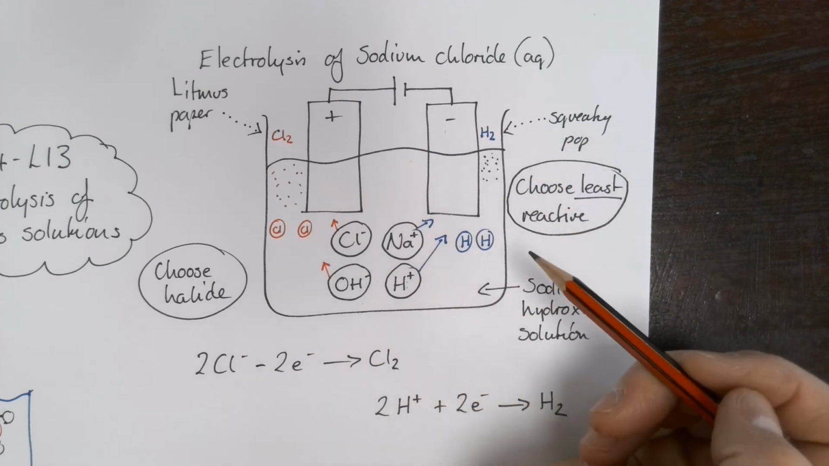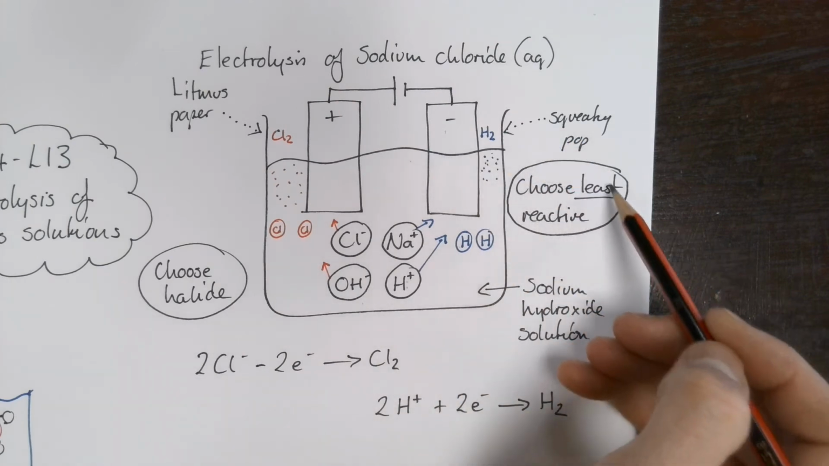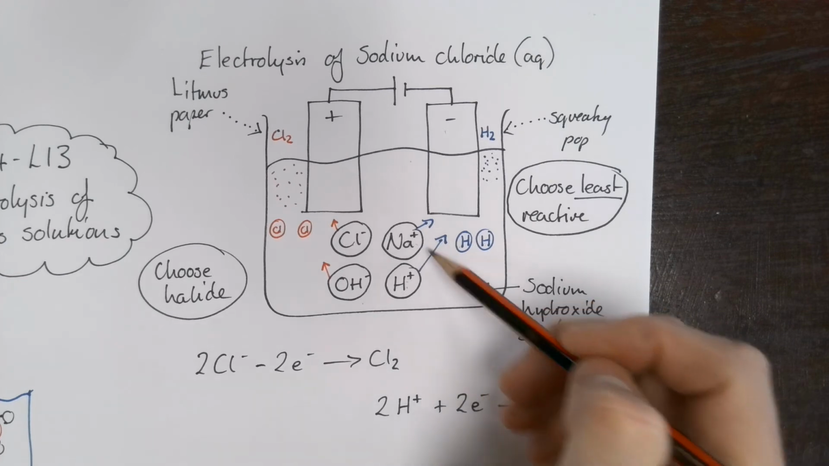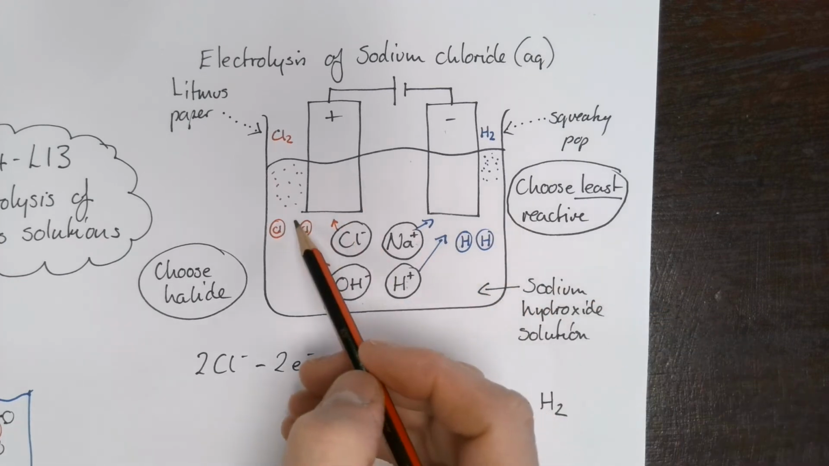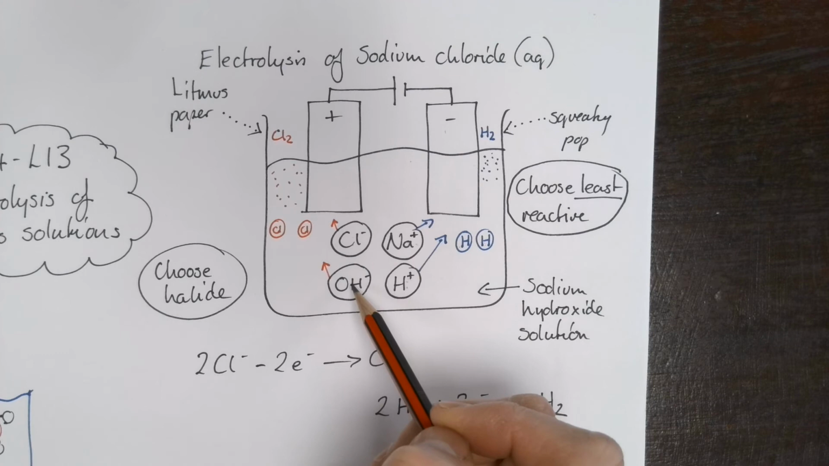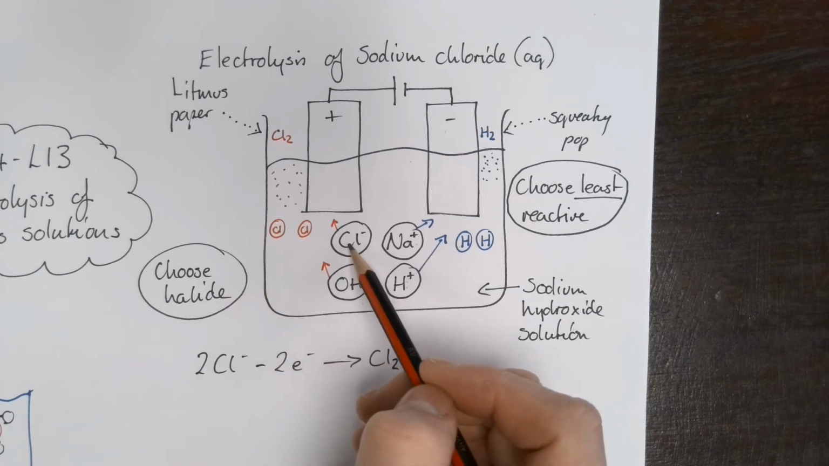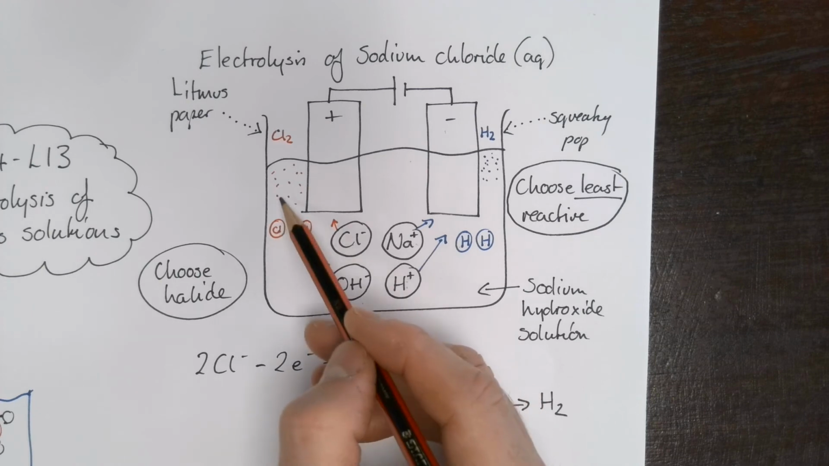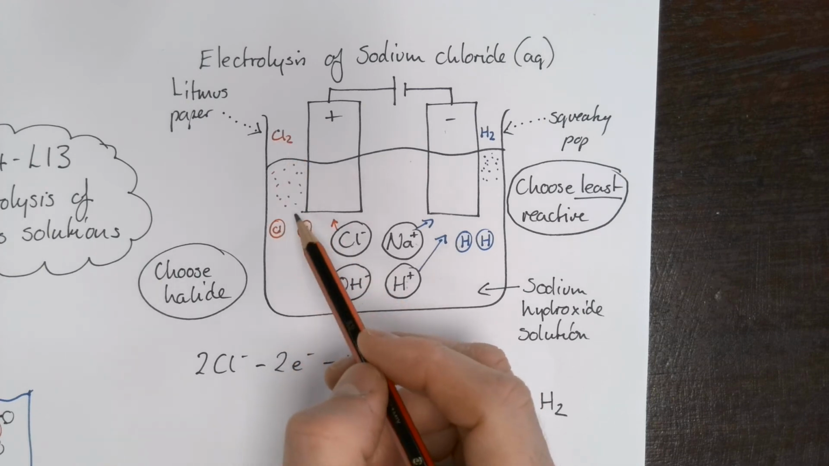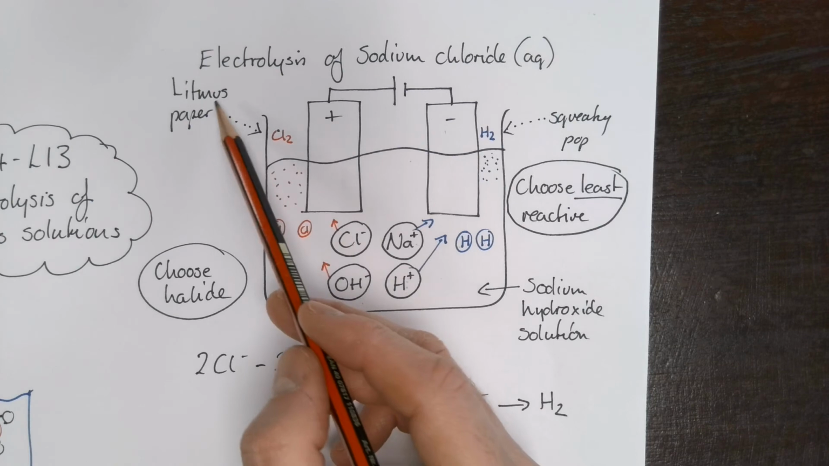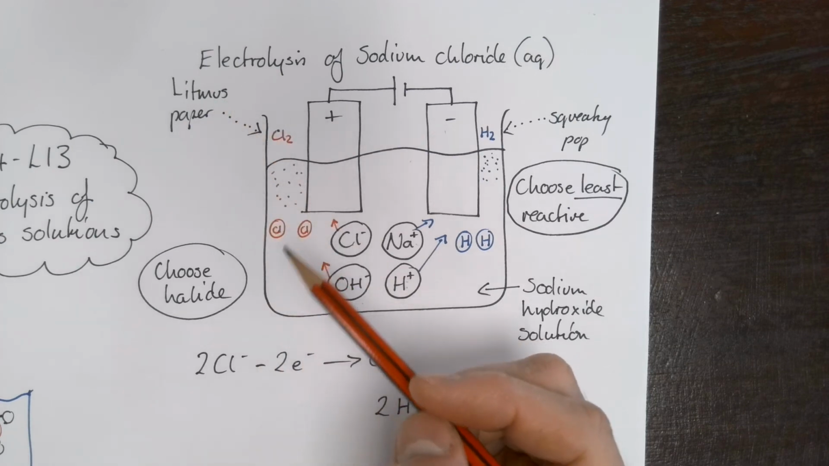And we can test this by doing the squeaky pop. So at the cathode, we always choose the least reactive. The sodium is left in solution. Over at the anode, we've got chloride and hydroxide ions. We always choose the halide. So the chloride ions are converted into chlorine atoms, which then combine to form chlorine molecules, and we get chlorine gas being produced. And we can use litmus paper to test if it is chlorine gas.